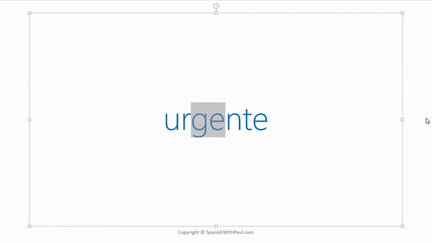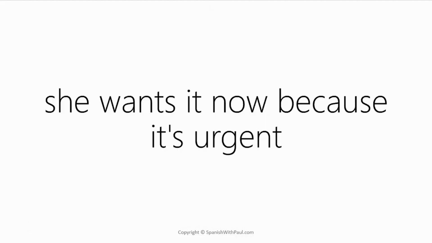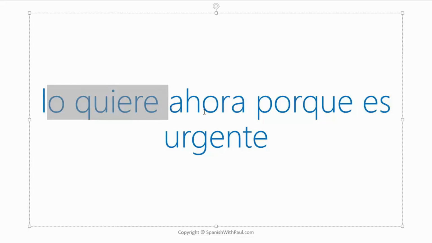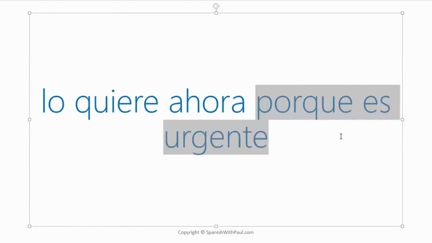Urgente. We have an important pronunciation tip to take notice of here, because it's not urgente, but this GE has a H sound, gente. So it's urgente, urgente. Try to say, she wants it now because it's urgent. Lo quiere ahora porque es urgente. So she wants it, lo quiere. Now, ahora, because it's urgent. Porque es urgente.